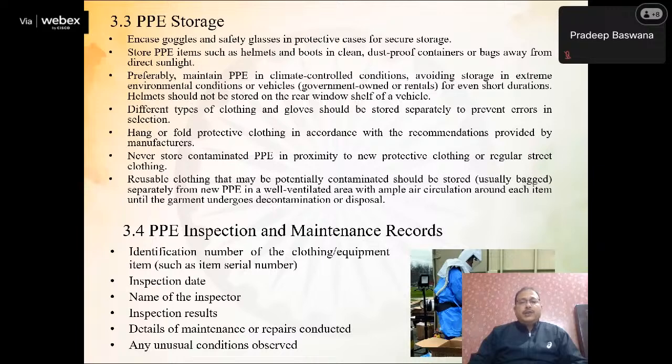Reusable clothing that may be potentially contaminated should be stored, usually bagged separately from new PPE, in a well-ventilated area with ample air circulation around each item until the garment undergoes decontamination or disposal. So the storage instructions are very clear, and generally we fail in this particular segment only. We store, and when we use or reuse it, we generally think this is our perception.